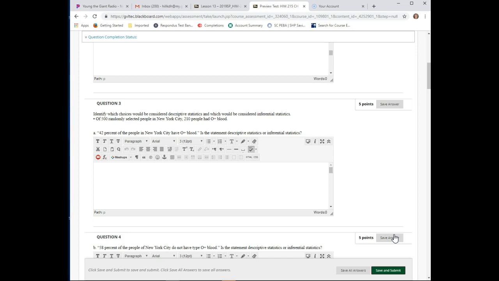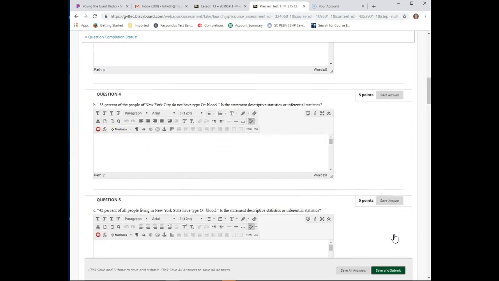So why would this be which one? Well, if you look at it, 42%, very specific. New York City's very specific. O positive blood is very specific. So when you're being specific, when you're not inferring anything, you're being descriptive. So that would be descriptive.